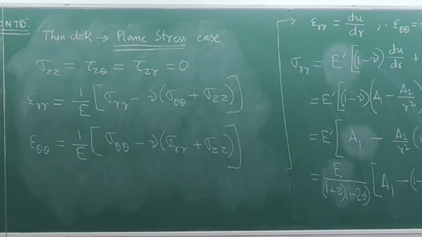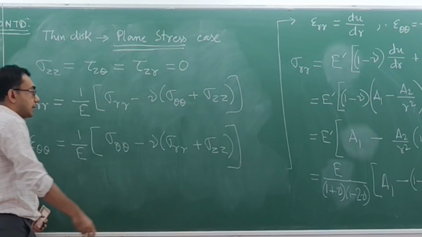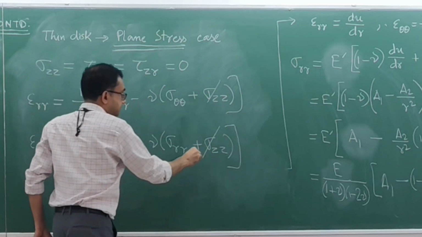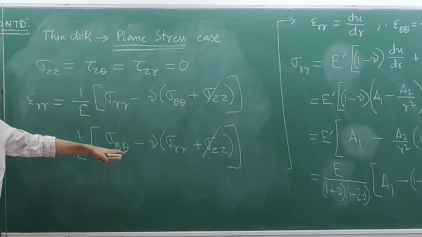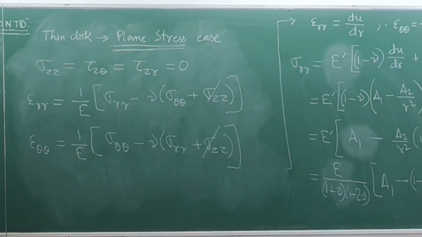Okay, listen, come back. So sigma zz is 0. Okay, sigma zz is 0. So what do we do? We find out the expressions of sigma rr and sigma theta theta from these two things. Please find it out. Do it quickly. It will come out like that, E by 1 minus nu square something. Okay, do it quickly.